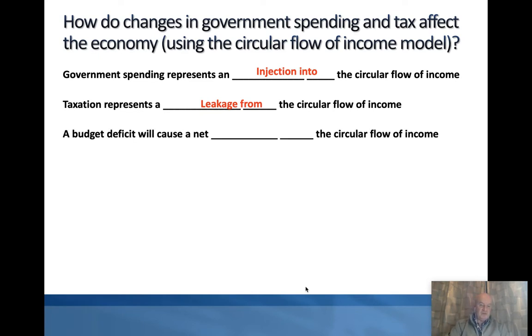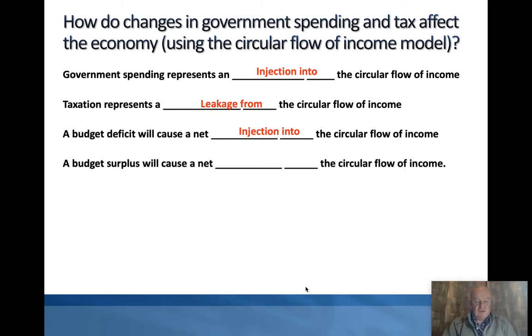And so if we're talking about a fiscal budget deficit, that's going to cause a net injection into the circular flow of income. In that situation, we have actually gathered less tax than we've put into the system, in terms of government spending. So if we have a budget deficit where essentially we've gathered less tax than we've spent, that actually represents an injection into the circular flow.